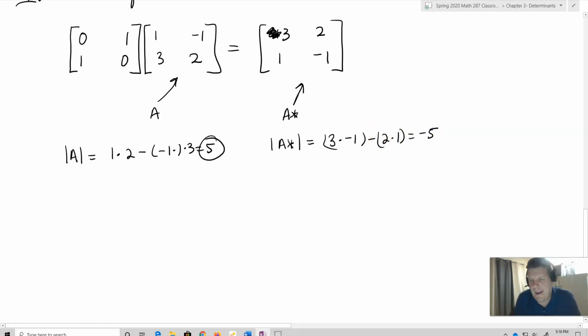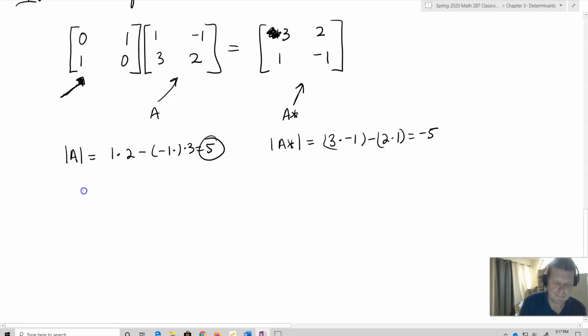Well, I'm like a police officer. I don't believe in coincidences. I'm a mathematician, actually. I really don't believe in coincidences. I could go in and check, but I wonder what the determinant of 0, 1, 1, 0 is.